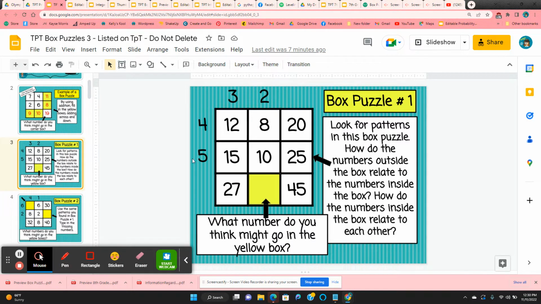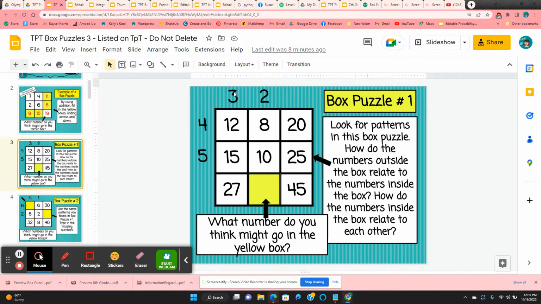Now we've got some numbers on the outside in Box Puzzles 3. So they want to look and see if they can figure out the patterns. What do these numbers mean? If they look closely, they will see that 4 times 3, if they multiply these two numbers, they get the answer here. If they multiply 4 times 2, they get the product here. And then the box puzzle just works as normal.